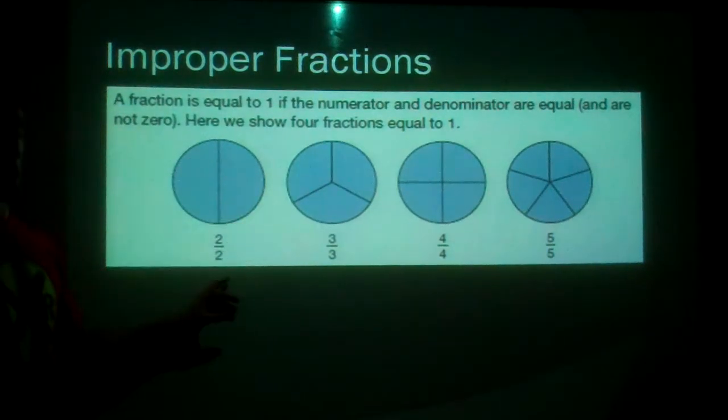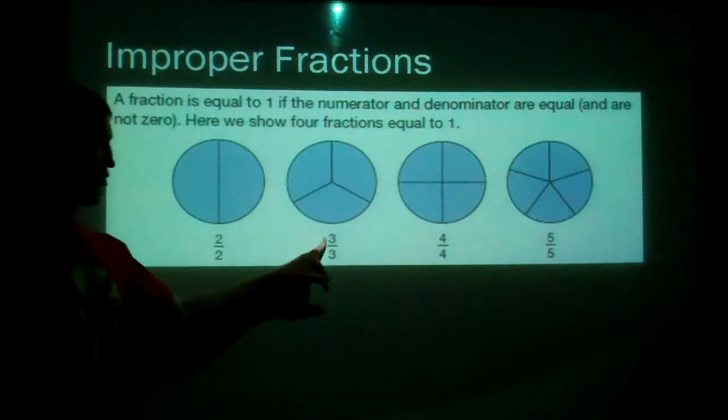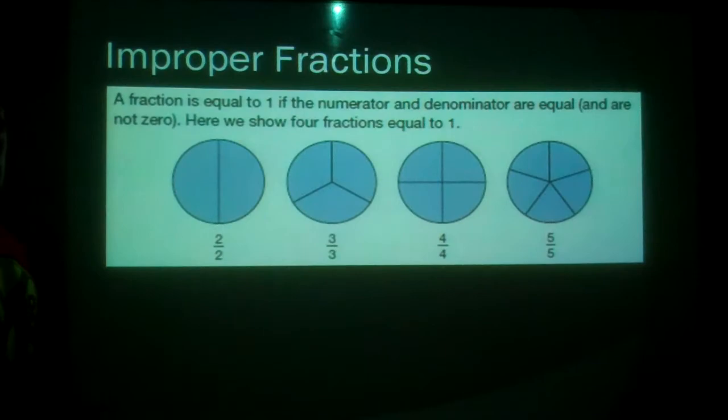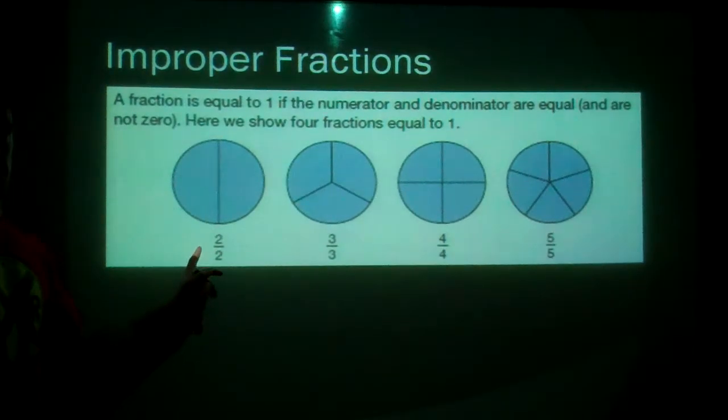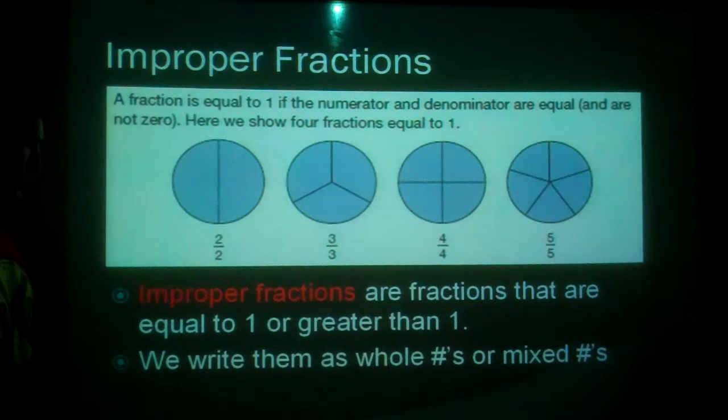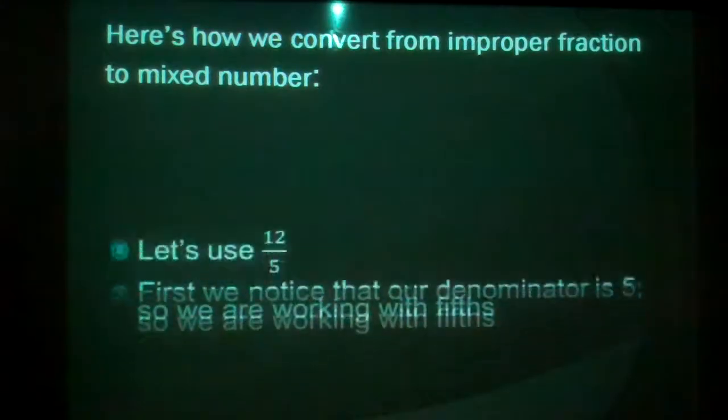All of these are 1. 2 over 2, that's 1. 3 over 3, 4 over 4, 5 over 5. All 1. And these are all improper, because we know we can write this as 1. So here we go, improper fractions that are equal to 1 or greater than 1. And we can write them as whole numbers or mixed numbers. So here's how we're going to convert improper fractions to mixed numbers.